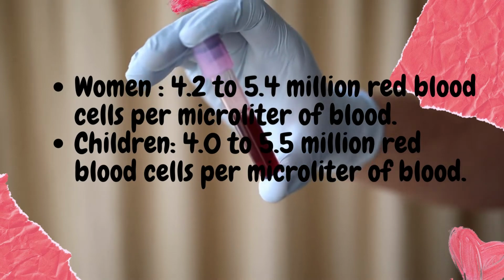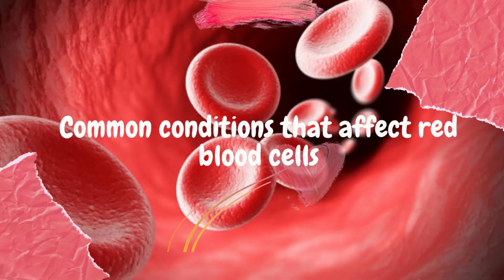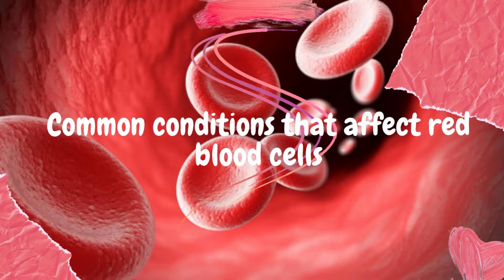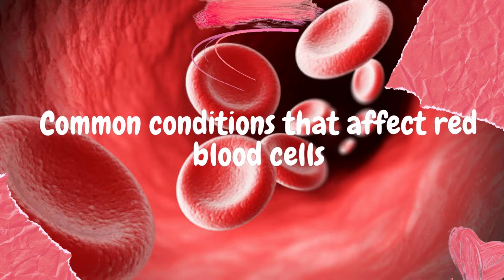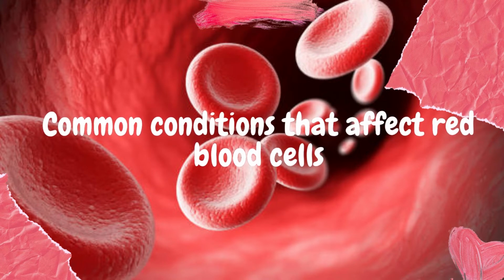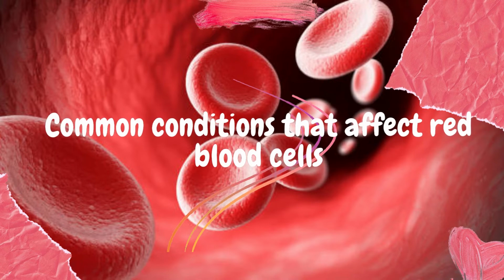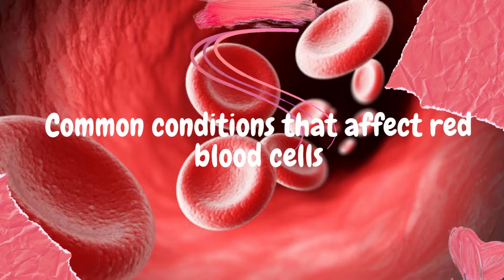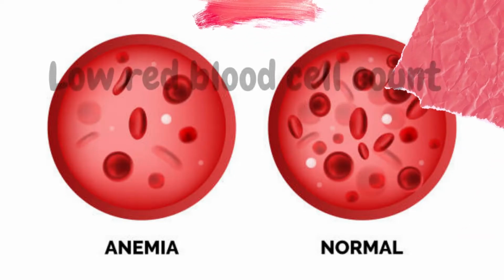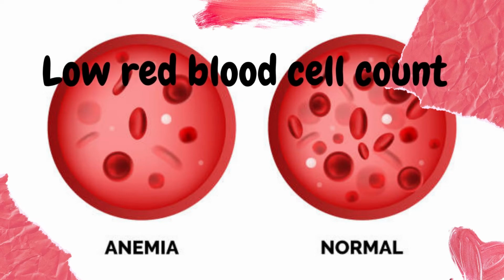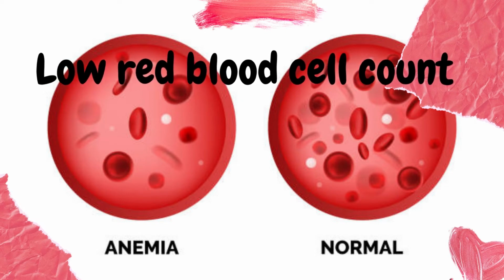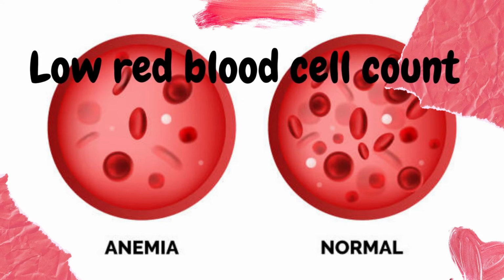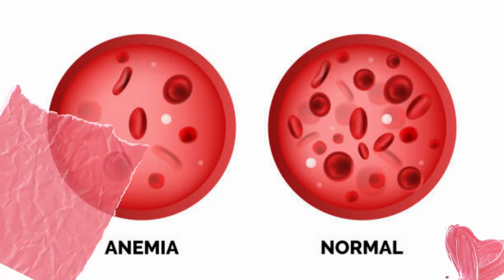Now we know the normal count of red blood cells. Next, what are the common conditions that affect red blood cells? Red blood cell conditions have either a low or high red blood cell count. Medical conditions that affect a low red blood cell count include anemia. It means your blood carries less oxygen than normal and causes your body to feel cold, tired, and weak.